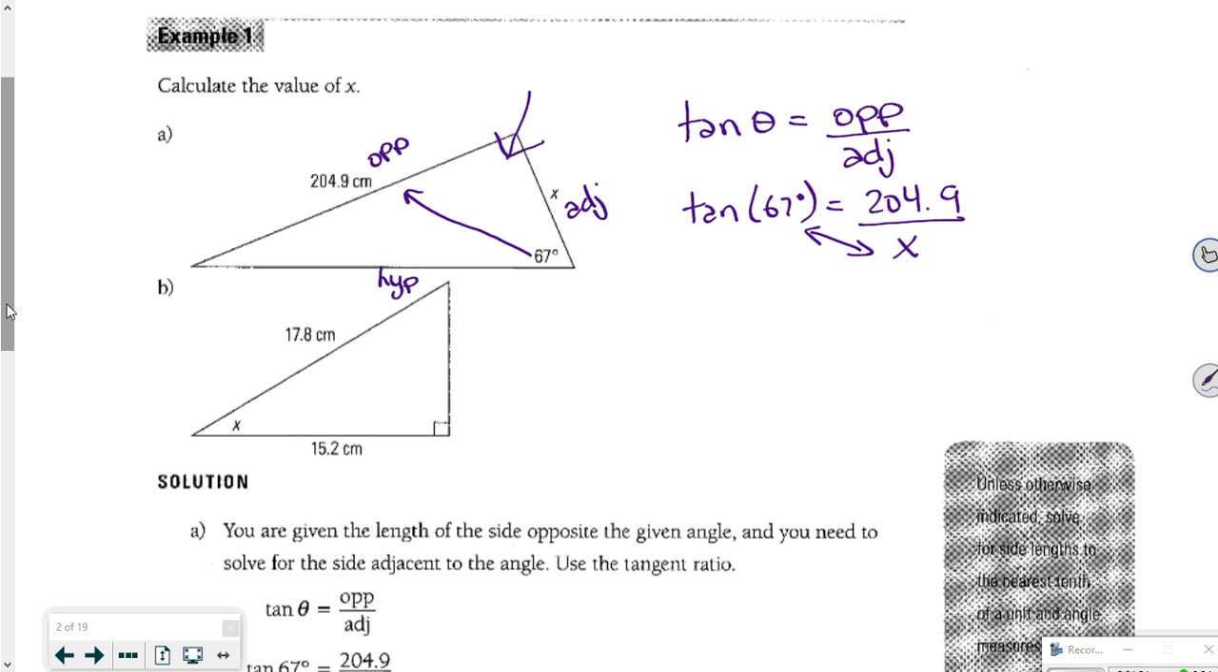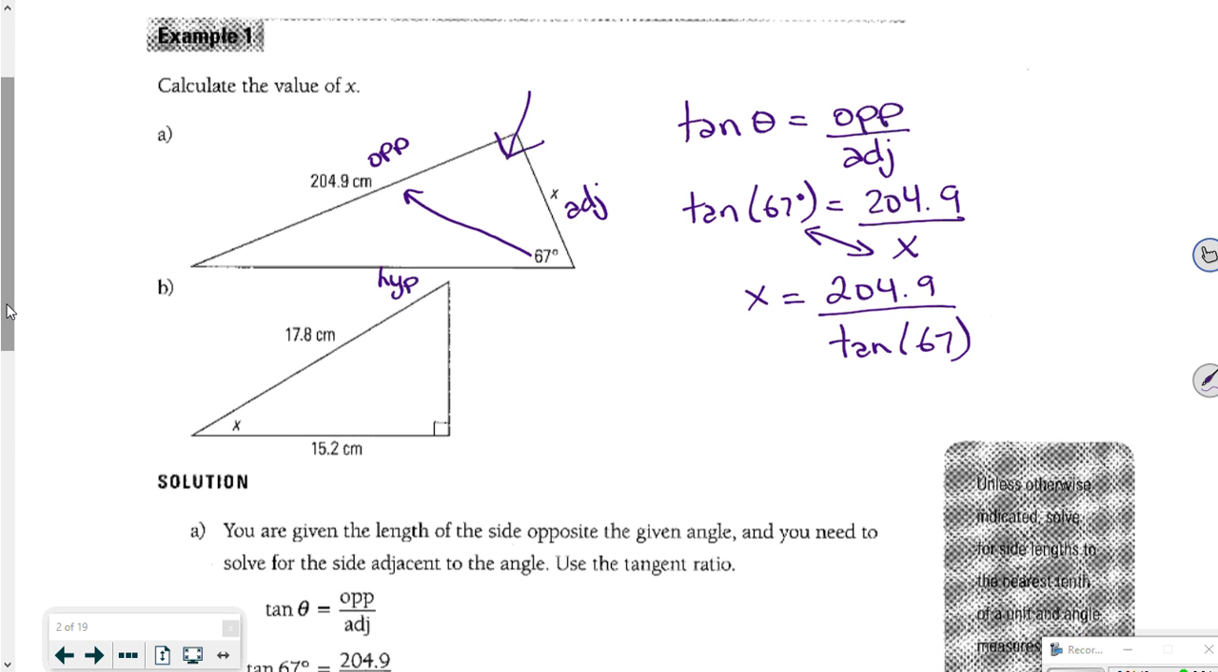So when I swap these two, I end up with x by itself, the 204.9 stays exactly where it is, and the tan 67 is on the bottom now. Then all you have to do is put this in your calculator, typing it in exactly the way it's written: 204.9 divided by tan and then 67.